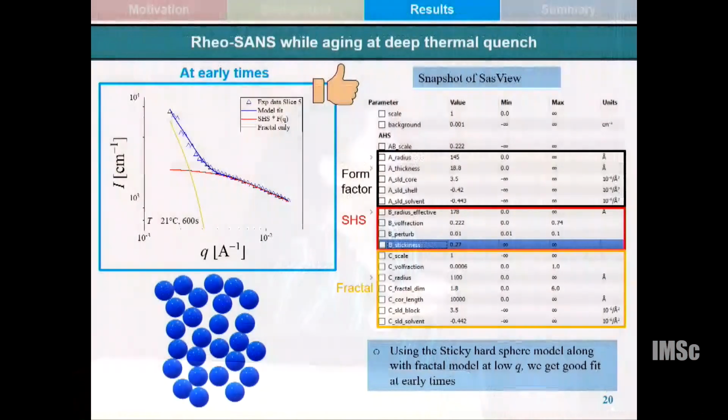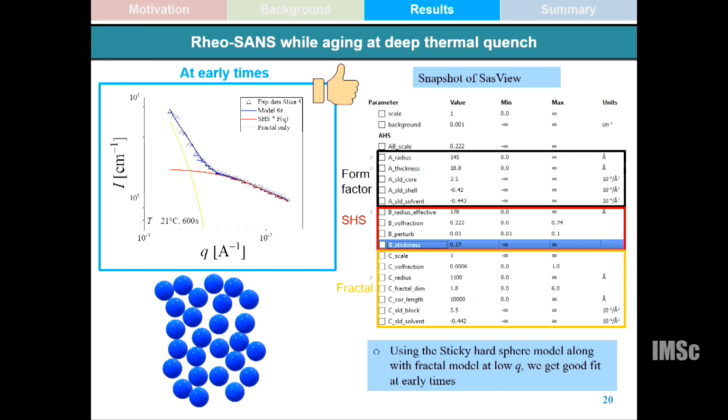Here is a snapshot of how SASView looks. It might look very complex, but it's not that complex. I'm just trying to explain the different components we have used to model the scattering data. First is the form factor, which contains the information of the size of your particle, which you already know beforehand, and you can also gain insight from micrography or images.